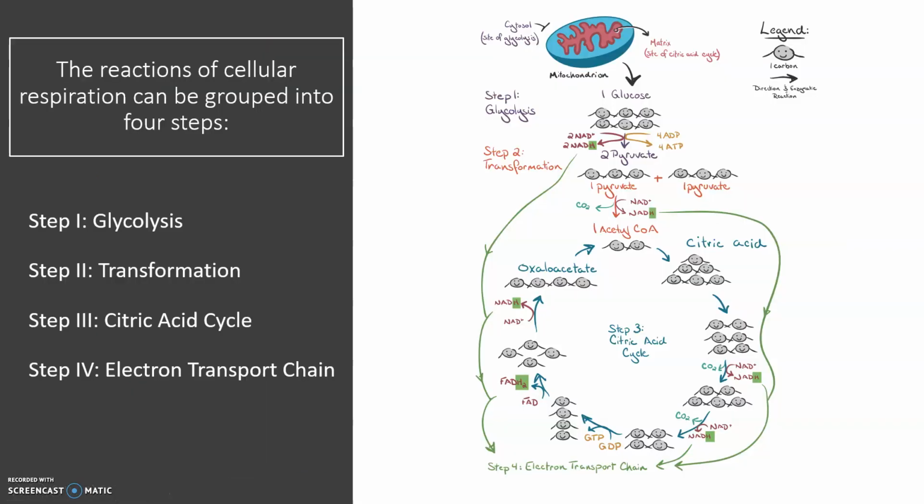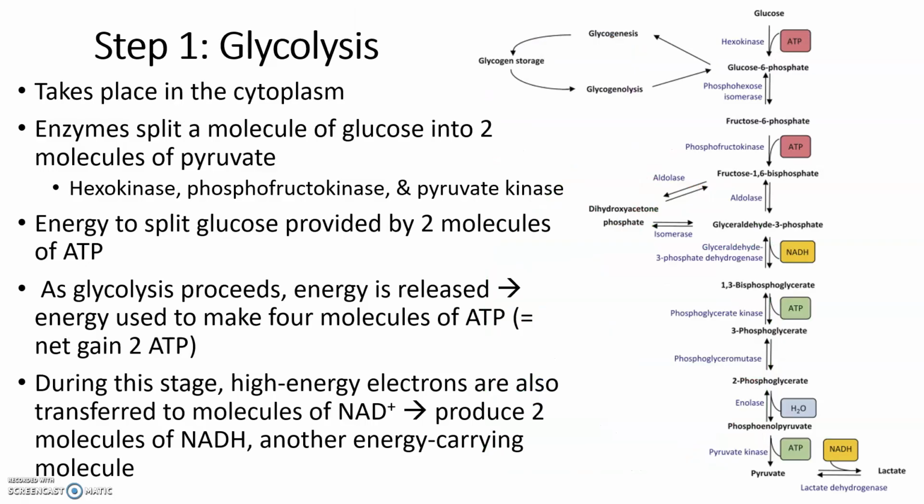So the reactions of cellular respiration can be grouped into 4 steps. Step 1, glycolysis. Step 2, transformation, or as we'll discuss, the conversion of pyruvate to acetyl-CoA. Step 3, the citric acid cycle, and Step 4, electron transport chain, or oxidative phosphorylation.